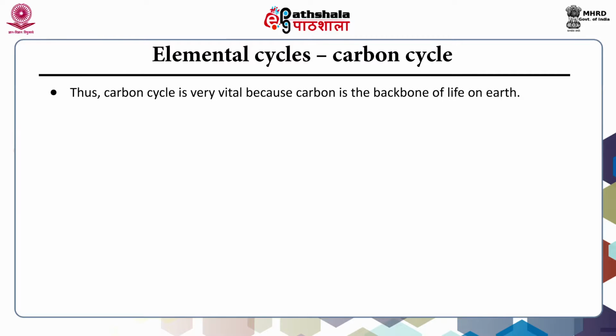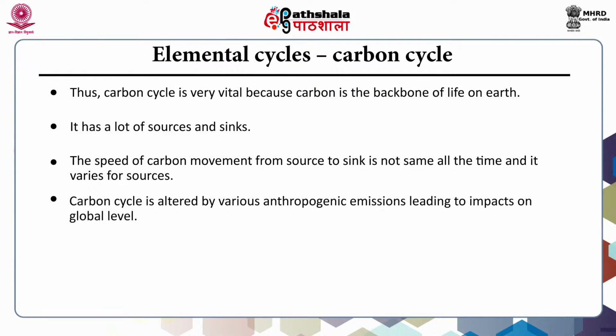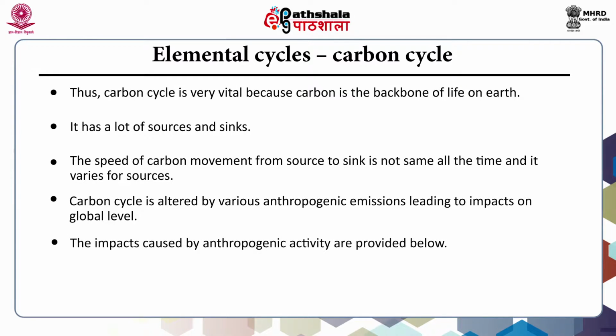Now, to summarize, the carbon cycle is very vital and carbon acts like a backbone of life on earth. It has a lot of sources and sinks. The speed of carbon movement from source to sink is not the same all the time and it varies. The carbon cycle is altered through various anthropogenic activities, which leads to a great level of impact at the global level. The impact caused by these anthropogenic activities is discussed in detail below.